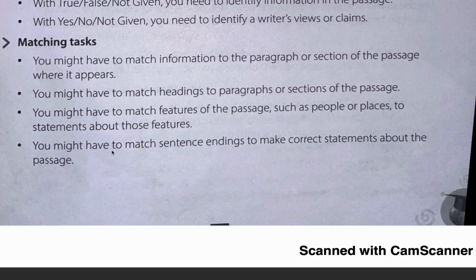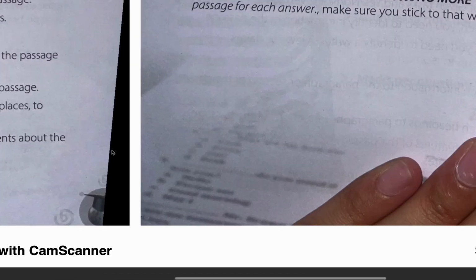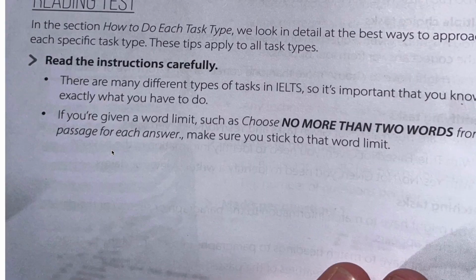Then we have the matching tasks. So you might have to match information to the paragraph or section of the passage where it appears. You might have to match headings to the paragraphs or sections of the passages. You might have to match features of the paragraph. You might have to match sentence endings. So this is very similar to the listening skills matching questions as well.